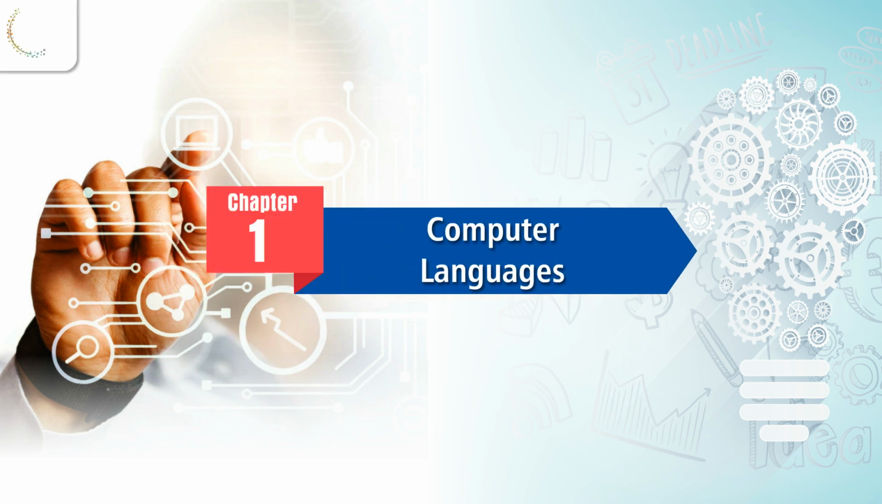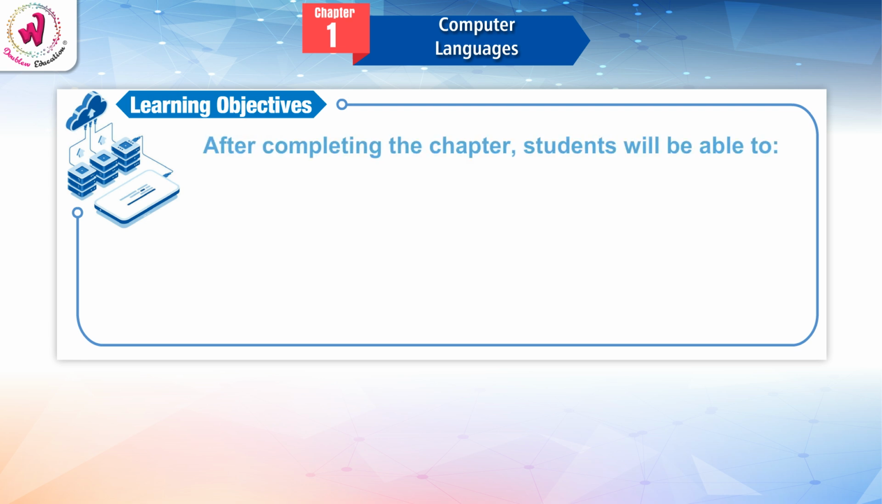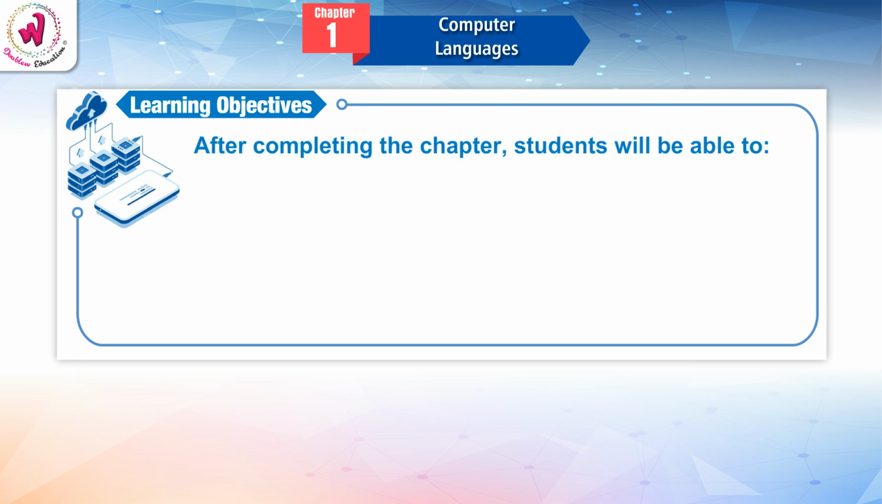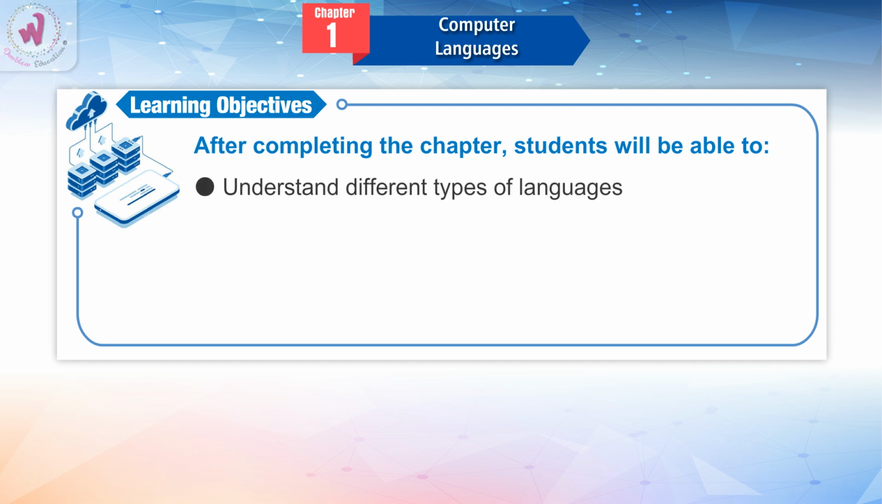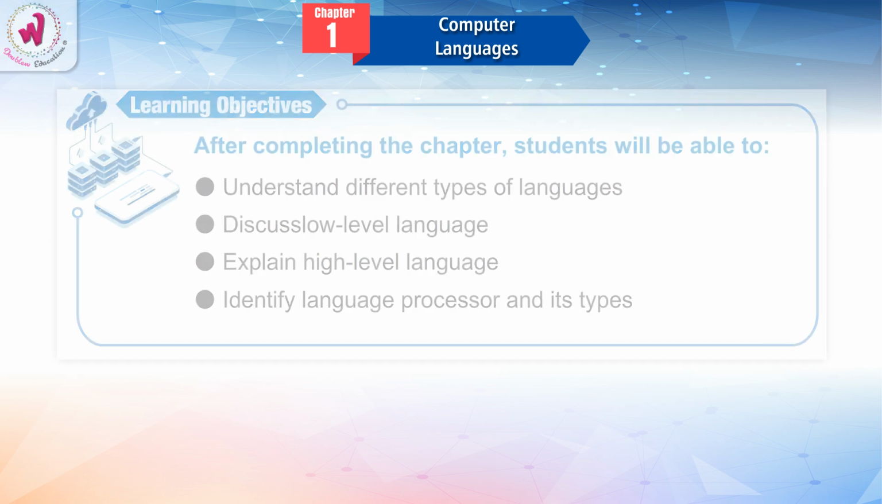Chapter 1: Computer Languages. Learning Objectives. After studying this chapter, you will be able to understand different types of languages, discuss low-level language, explain high-level language, identify language processor and its types.